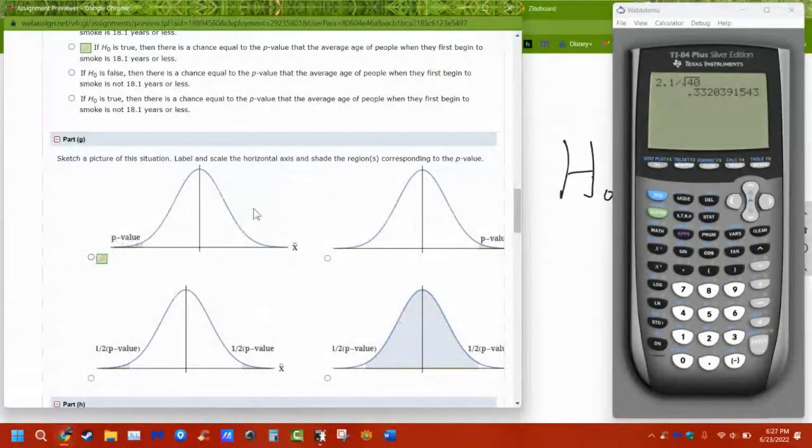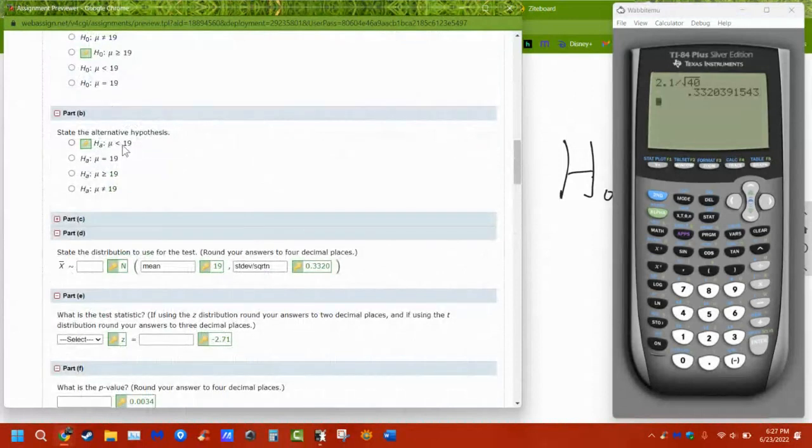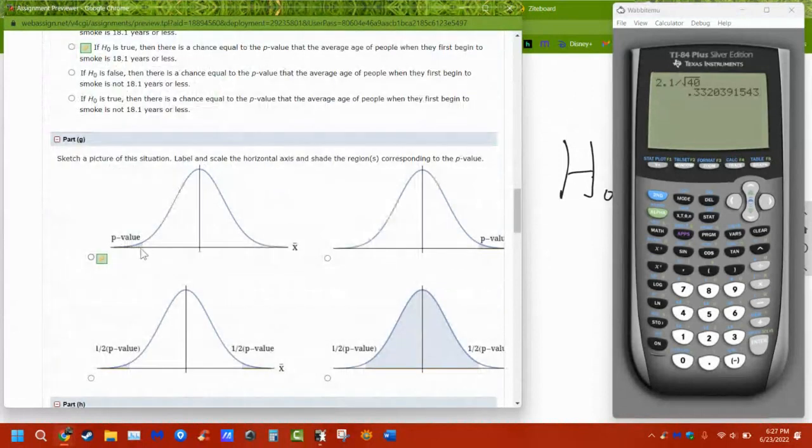This one here, which graph is it going to be? Well, because our alternative is less than, we're going to have stuff on this side. So the only one that has the p-value in the right place is this one. So that's why it's that one. If we were doing greater than, we would have this. If we had not equal to, we would have this graph here. So it's going to be one of these three graphs, depending upon which is our alternative.